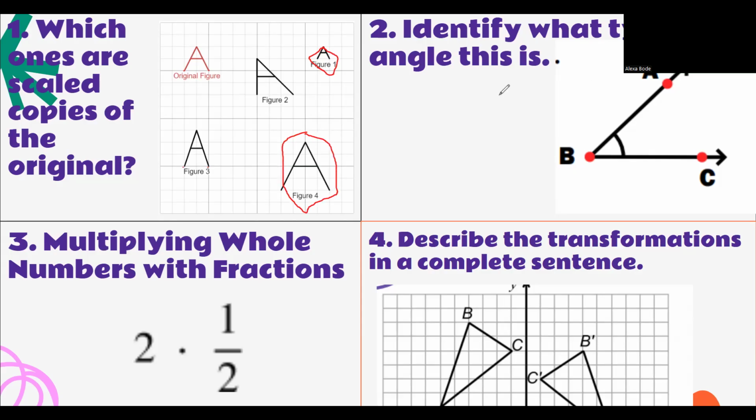Number 2 says identify what type of angle this is. This is a smaller angle, less than 90 degrees, so it is called an acute angle.